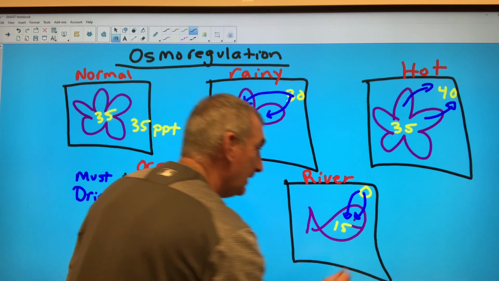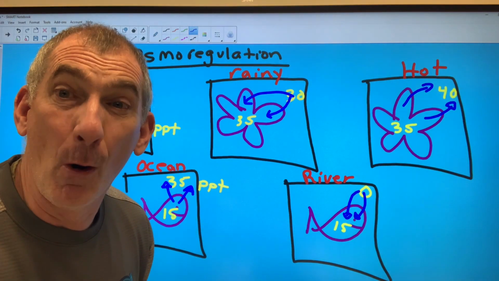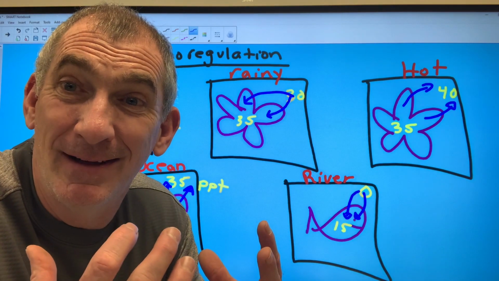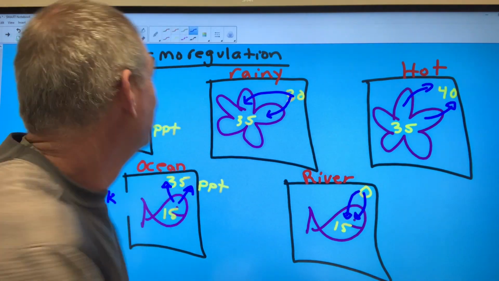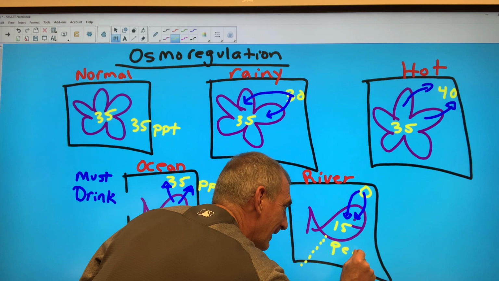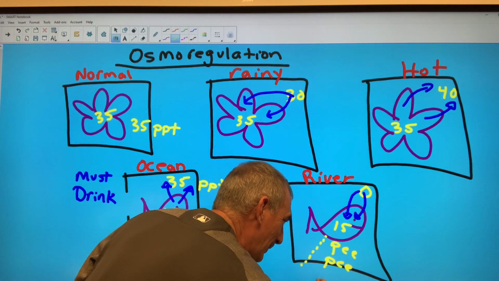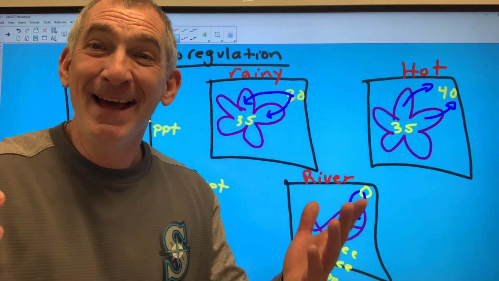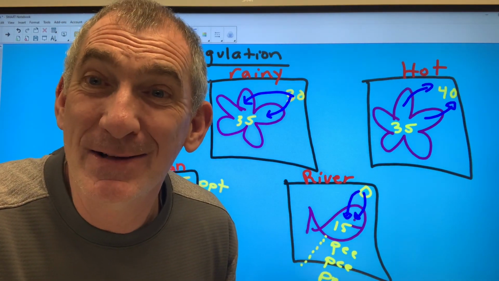Oh no, the salmon wants to live. So what must the salmon constantly do? Well, if water's always rushing into it, it's got to go pee, pee, pee. It must constantly pee.